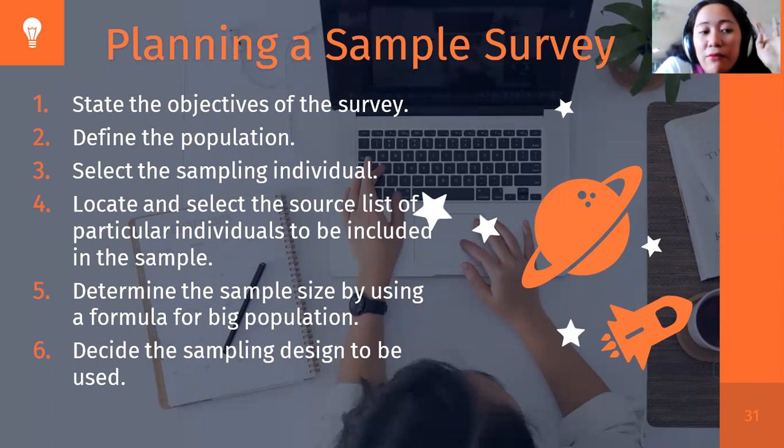Number five, we have to determine the sample size by using a formula, and this is applicable for the big population. If you are just having a small population, then you better use the universal sampling to have the higher confidence level. Number six, you have to decide the sampling design to be used. That's why in this lecture video, we will be talking about the sampling designs or the sampling techniques and the formula also on how to determine the sample size for larger population.